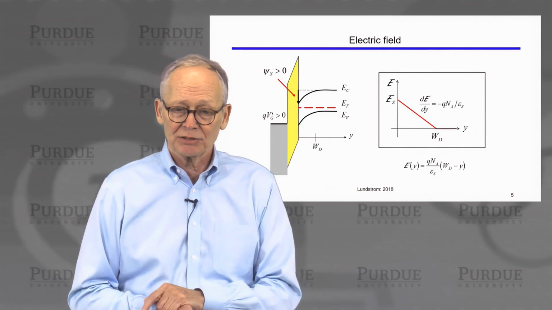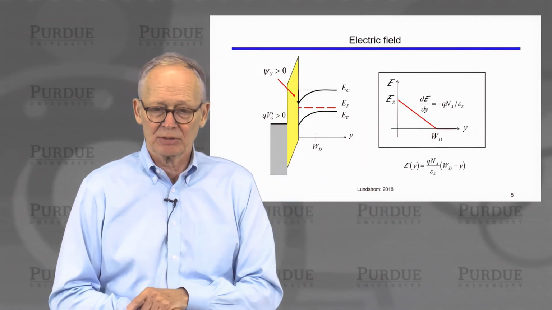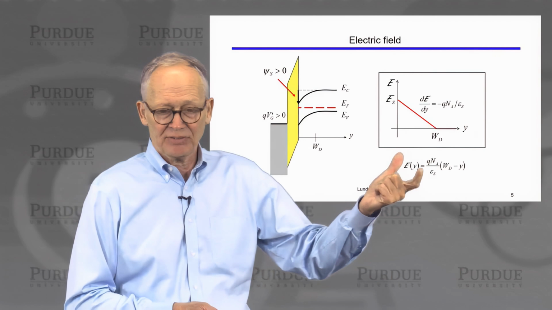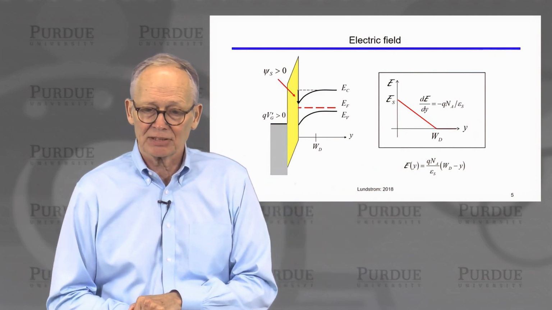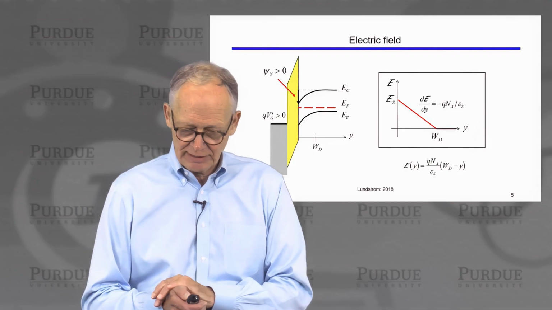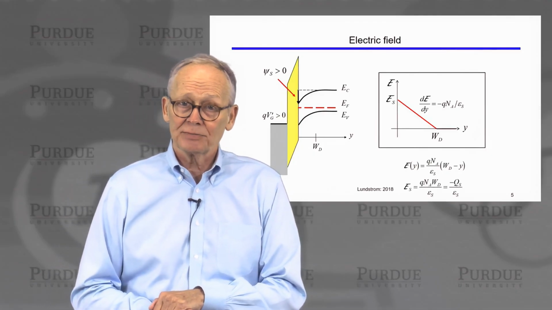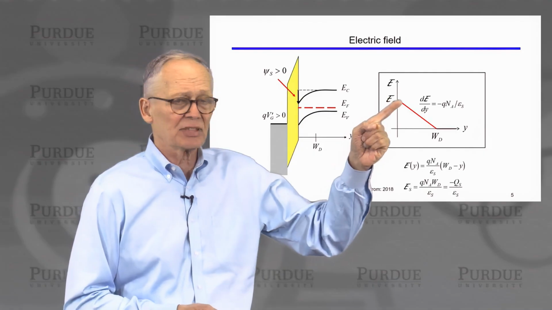Now we can write a little equation. It has some value at the surface. It goes to 0 at y equal to W_D. So the electric field is given by this expression. Okay, that'll give us our positive electric field in the depletion region. If we put y equals 0, we can solve for the electric field at the surface.